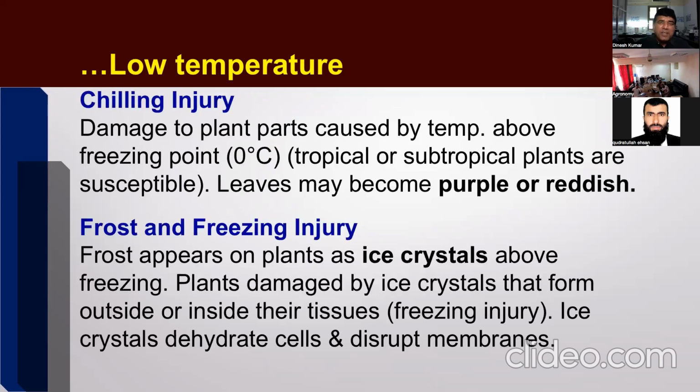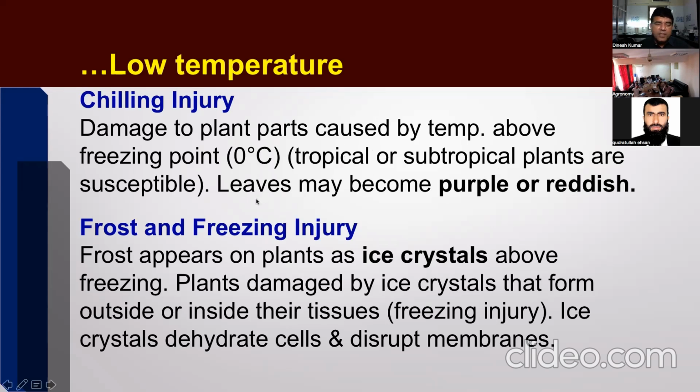Now you can see the difference between chilling injury and freezing injury. In chilling injury, damage to plant parts is caused by temperature above the freezing point, and it happens in tropical and subtropical plants. Leaves may become purple or reddish. Sometimes in winter months, you can see certain plants showing purple or reddish leaf color due to low temperature.